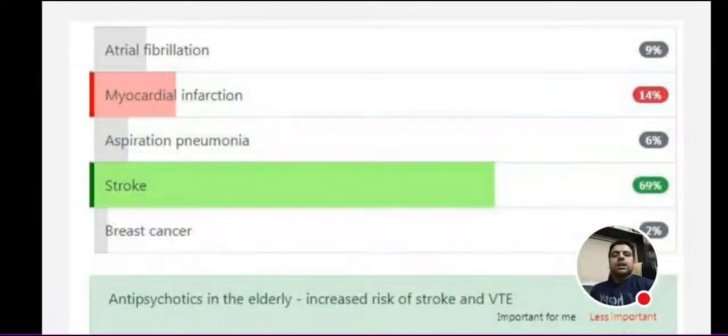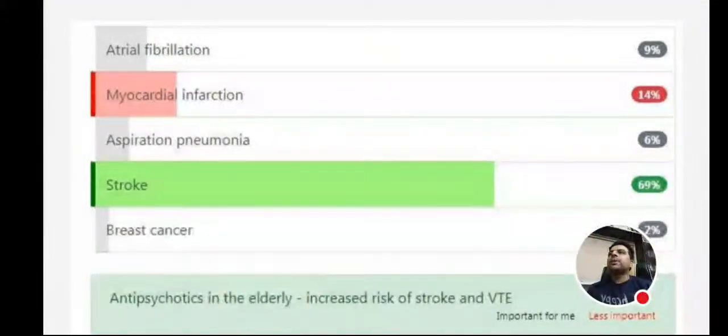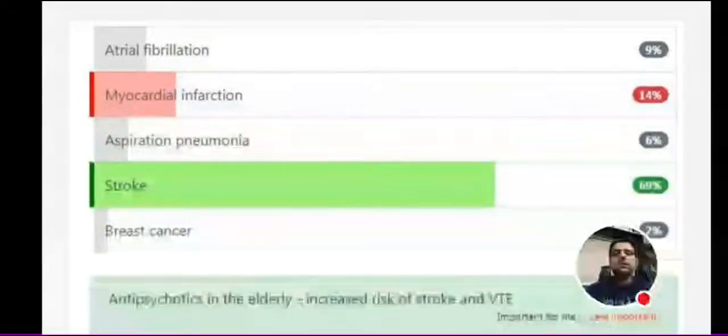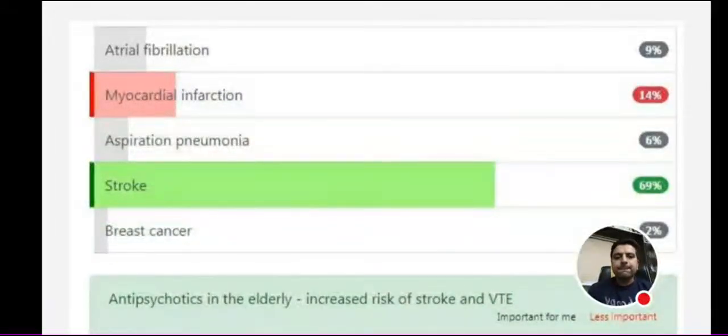Okay, I hope it's clear. Now, what is the antidote of paracetamol poisoning? The antidote of paracetamol poisoning is... what is the antidote of paracetamol poisoning?